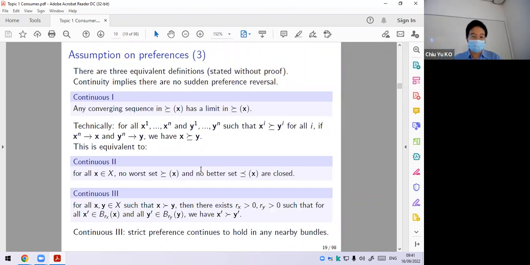Continuous preference just means that, the simplest thing, if X is strictly preferred to Y, you can always find something nearby X for this strict preference to continue to hold. So if X is strictly better than Y, and there's something nearby, this continues to be true. So you will not suddenly reverse your preference. This is technical, but indeed it is very appealing. But you can imagine some scenarios where this is not true.